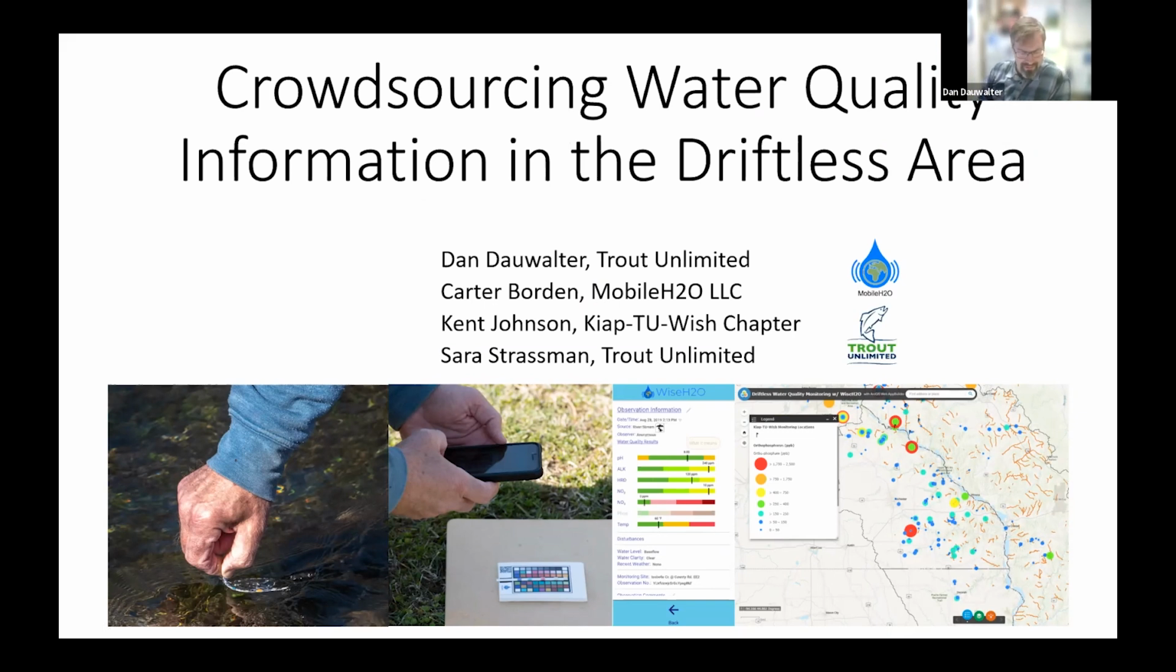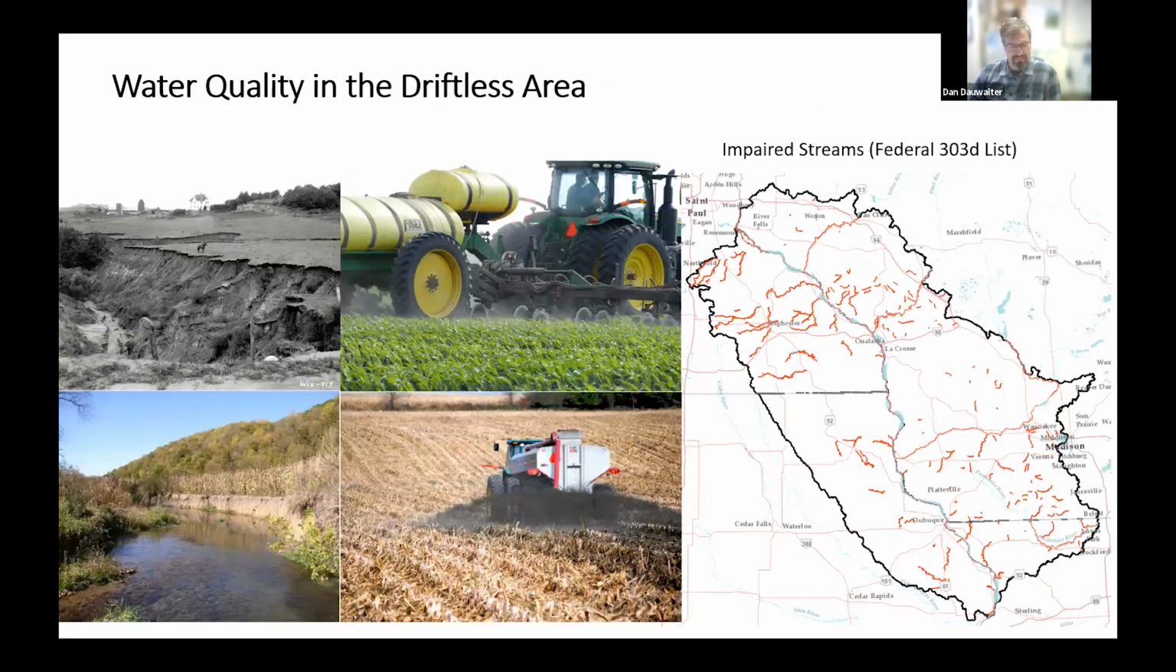Yesterday and this morning, you've all been hearing about the Driftless Area as an incredible landscape with a unique topography in the upper Midwest due to lack of recent glaciation, and the incredible aquatic resources in the region, including hundreds of miles of trout streams. And those streams are not without issue.